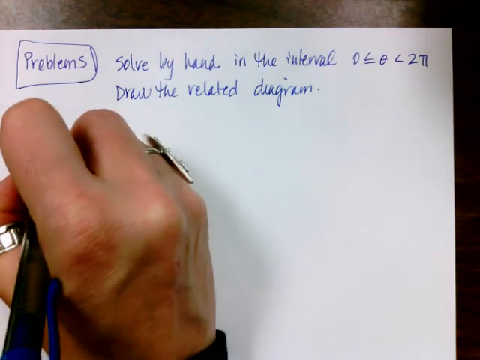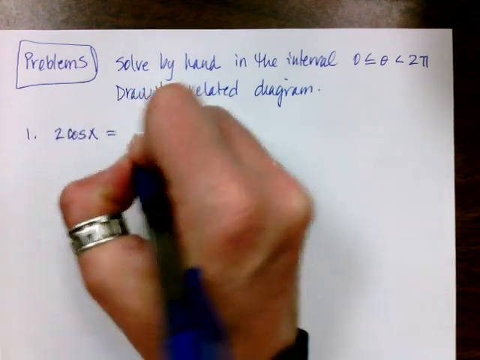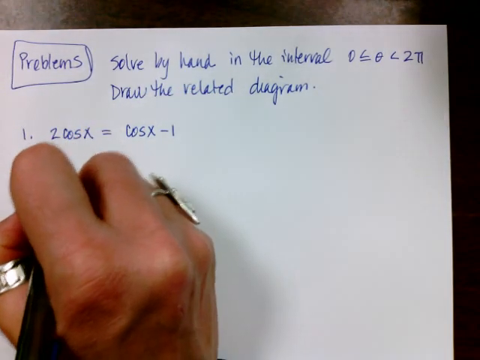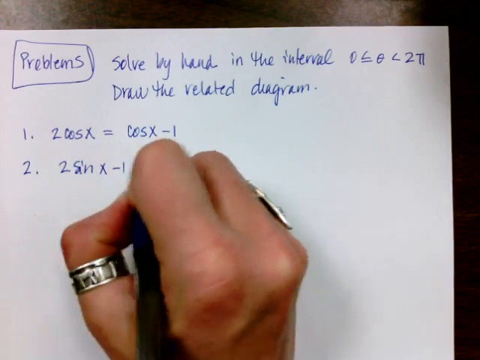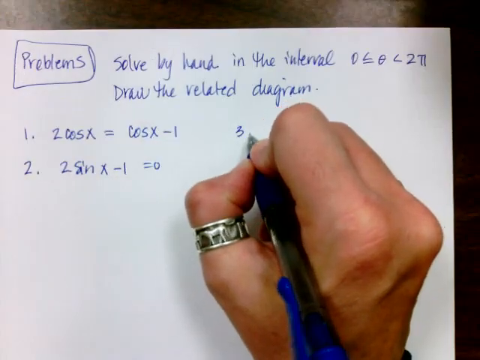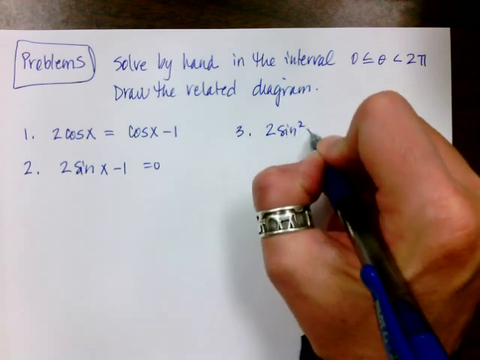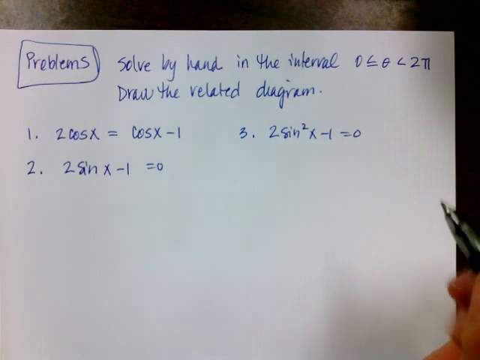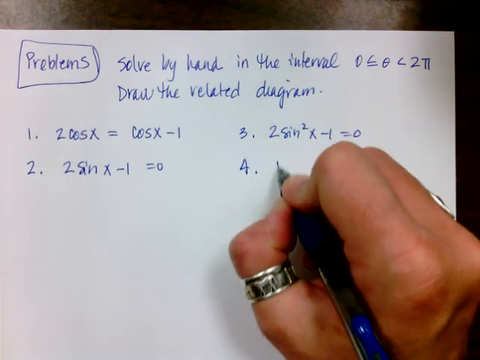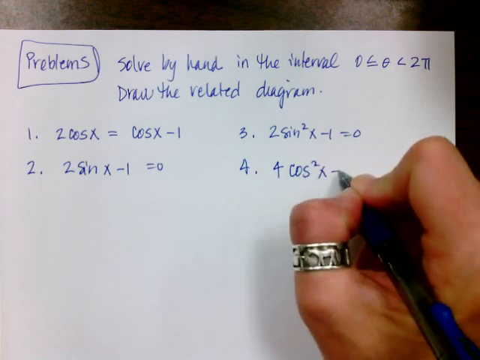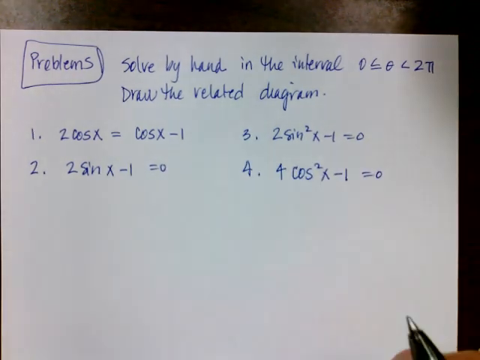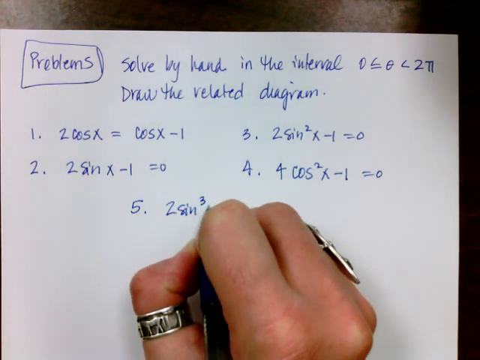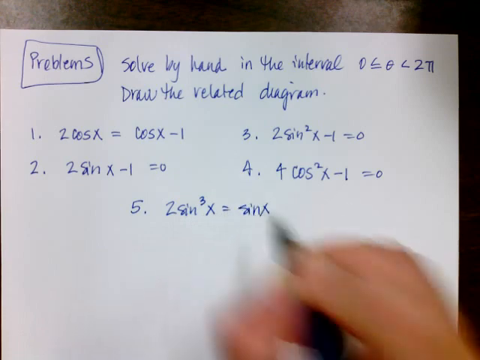So your first equation is going to be 2 cosine x is equal to the cosine of x minus 1. Your second equation, 2 sine x minus 1 is 0. Your third equation, 2 sine squared x minus 1 is 0. Is that one going to work? Yes, it is. And then number 4, you're going to have 4 cosine squared x minus 1 is 0. And then I have one more, kind of a bonus one. 2 sine cubed x is equal to the sine of x.